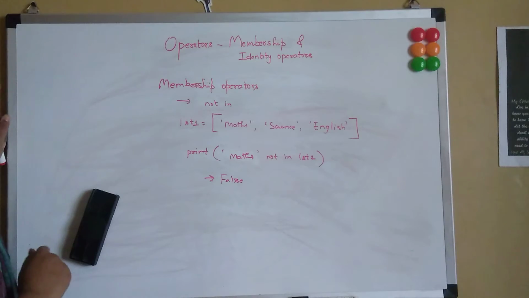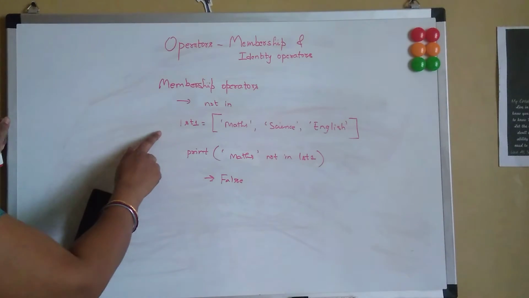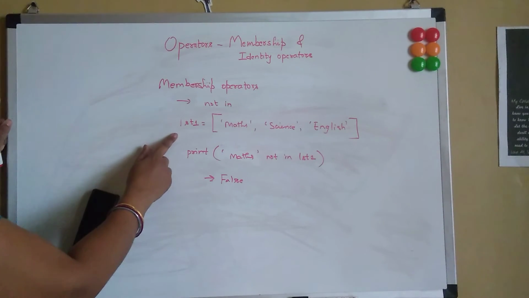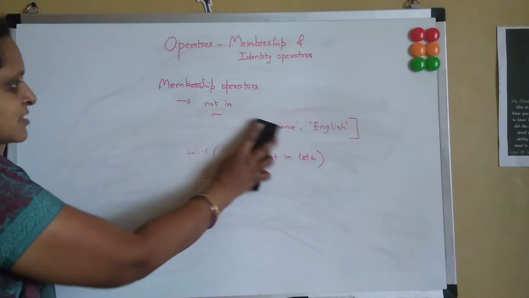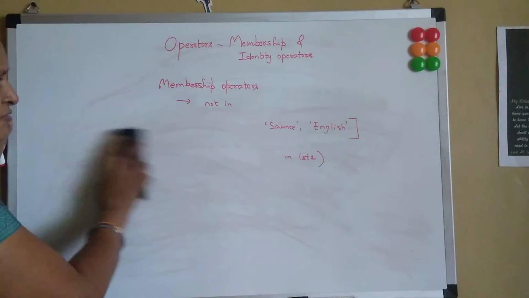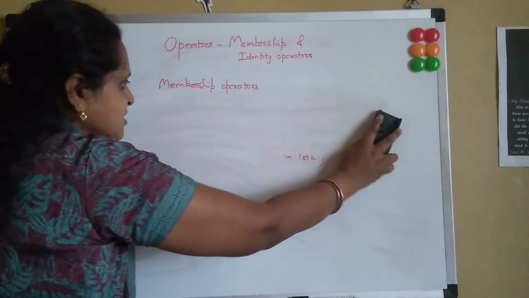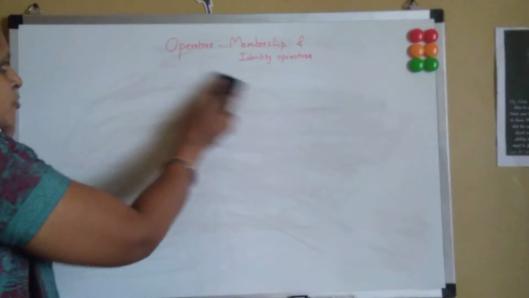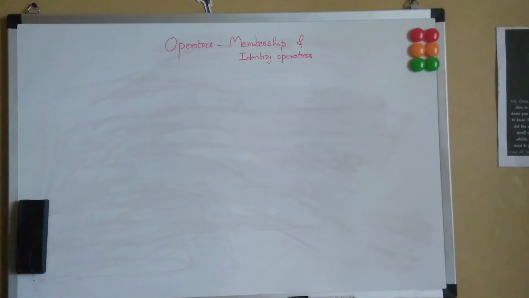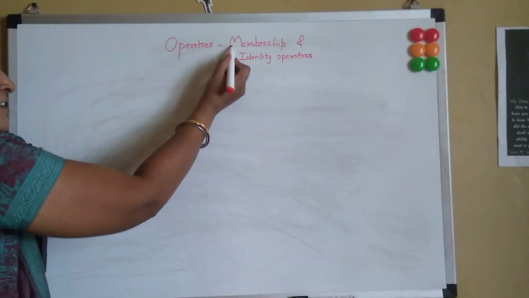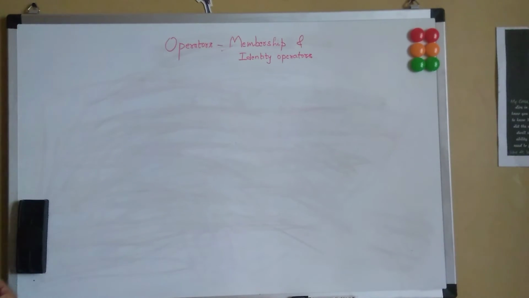So this is how we have seen two examples, one in string and the other one in list. These were the two examples for the in and not in membership operators. Hope so friends, this is clear for you. Now let's look into the identity operators.